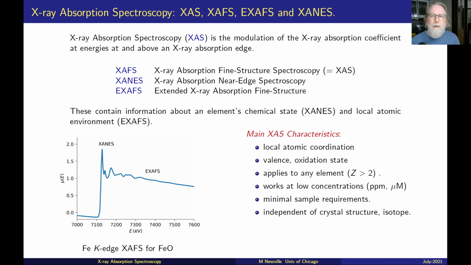We have all these different terms and acronyms, and they have some overlap in meaning, but generally XAFS or XAS is used to describe the full spectra. And XANES is really only the near edge, say within the first 100 volts or so. And extended XAFS really means the oscillations that extend far above the edge. These contain slightly different emphasis on information: the chemical state is emphasized in the XANES portion of the spectrum, while the local atomic environment is emphasized in the extended XAFS.